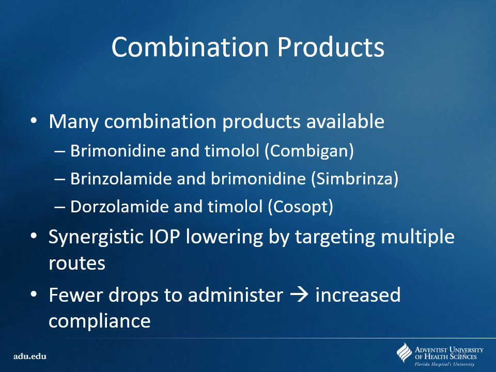And I mentioned we like combination products whenever possible because this helps to limit the number of drops we have to use. This helps to make it a little bit faster to get the drops in and move on with your life, and we'll get some extra synergy there. So for instance, mixing an alpha agonist plus a beta blocker, you get, again, more activity, more intraocular pressure lowering effects than just one agent by itself, which is good. And as I mentioned, increased compliance is the other big thing here.